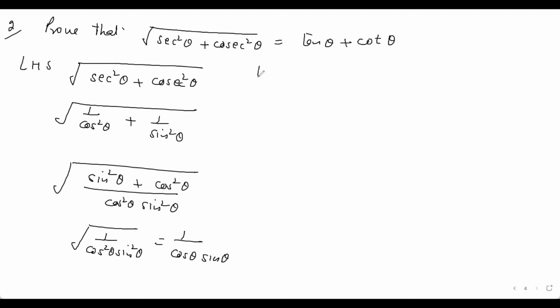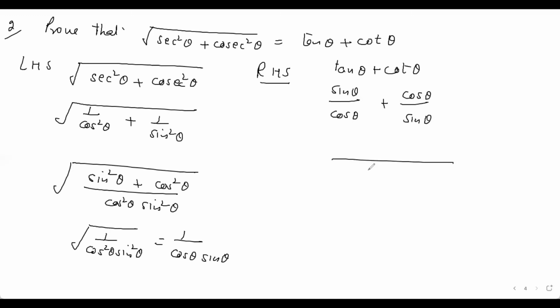Now let me start the right hand side. Tan theta plus cot theta. This is sine theta by cos theta. This is cos theta by sine theta. So the LCM is sine theta cos theta. I'll have sine square theta plus cos square theta in the numerator. This is 1 upon sine theta and cos theta. So the left hand side is equal to the right hand side.